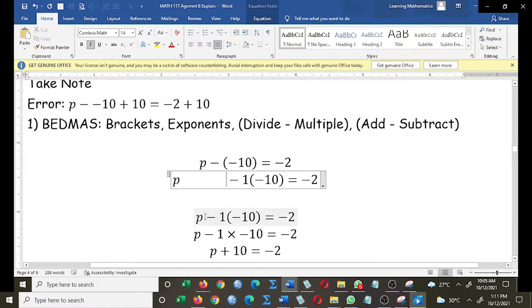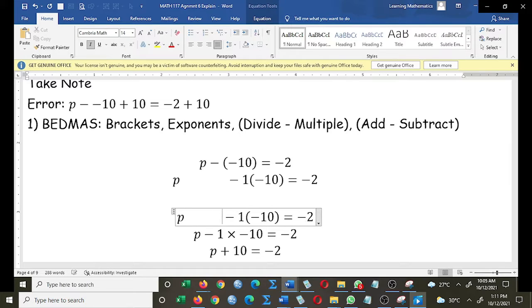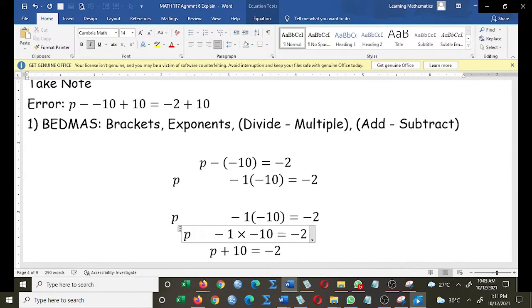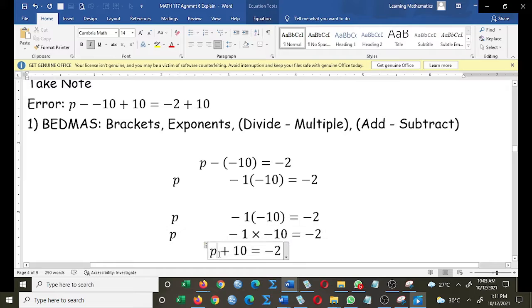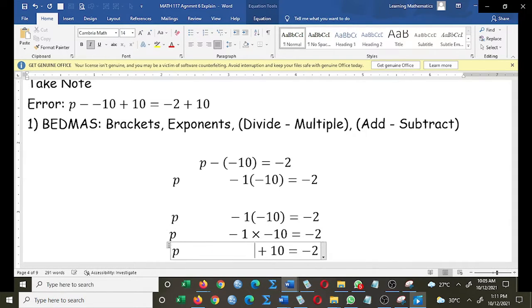So it's not really p minus, it's a p. Look there, it's a p and a negative 1. It's a p and a negative 1 times a negative 10. That's what is going on. And a negative 1 times a negative 10 is a plus 10. That's a p and a plus 10.